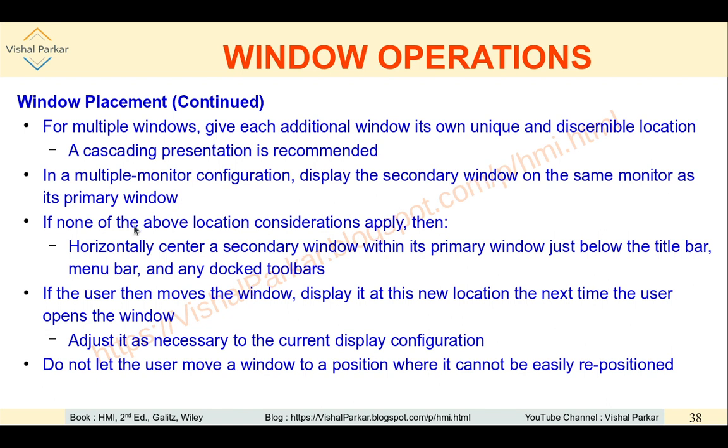If none of the above location considerations apply, then we can horizontally center a secondary window within its primary window just below the title bar or menu bar and any docked toolbars. If the secondary window is to be shown in the primary window itself, it can be just below the title bar, menu bar, or any docked toolbar.